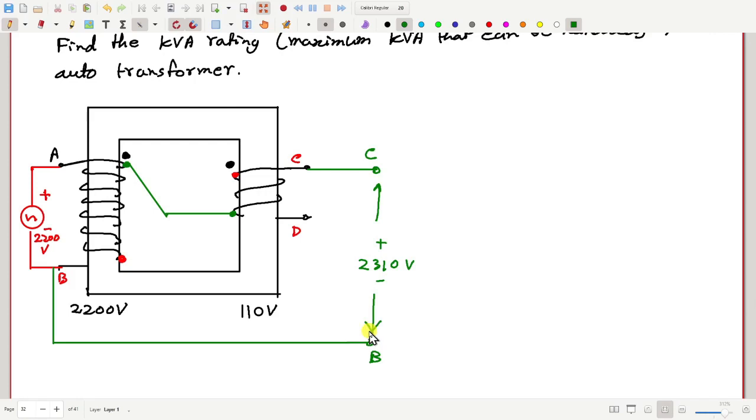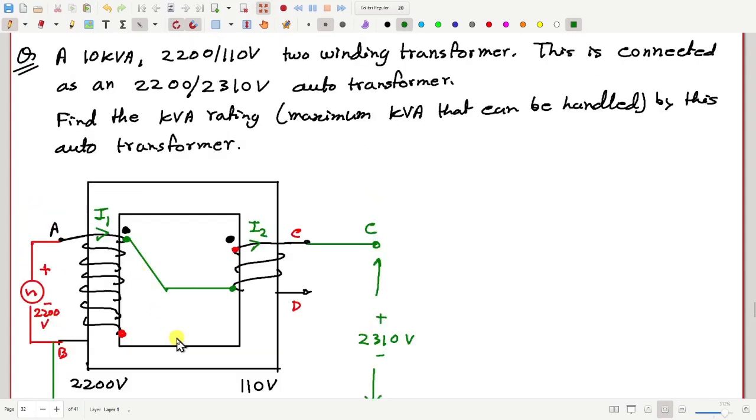And now the question is how much kVA this new connection, this auto transformer, can handle. Before that, if I call this current I1 and suppose this current is I2, how much was the maximum permissible value of I1? Max value of I1.